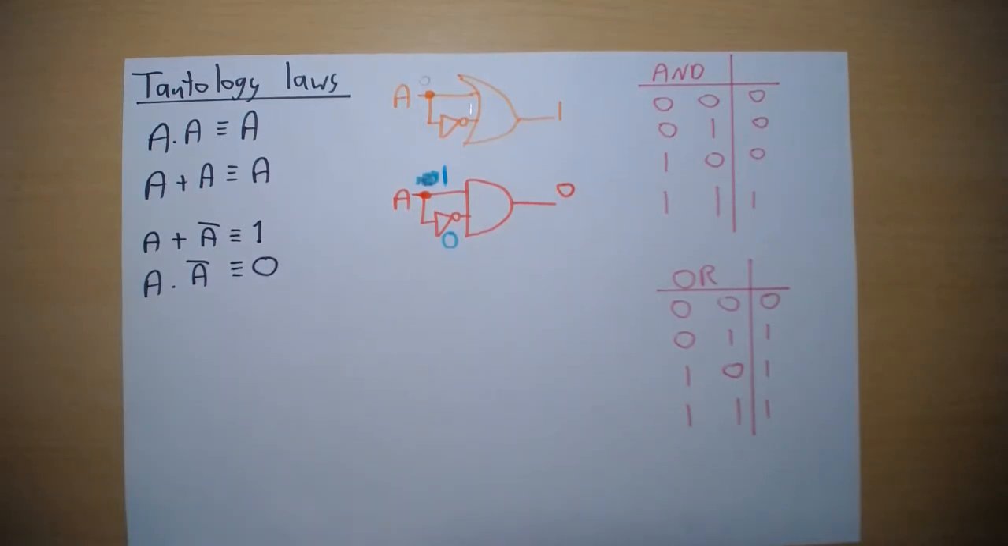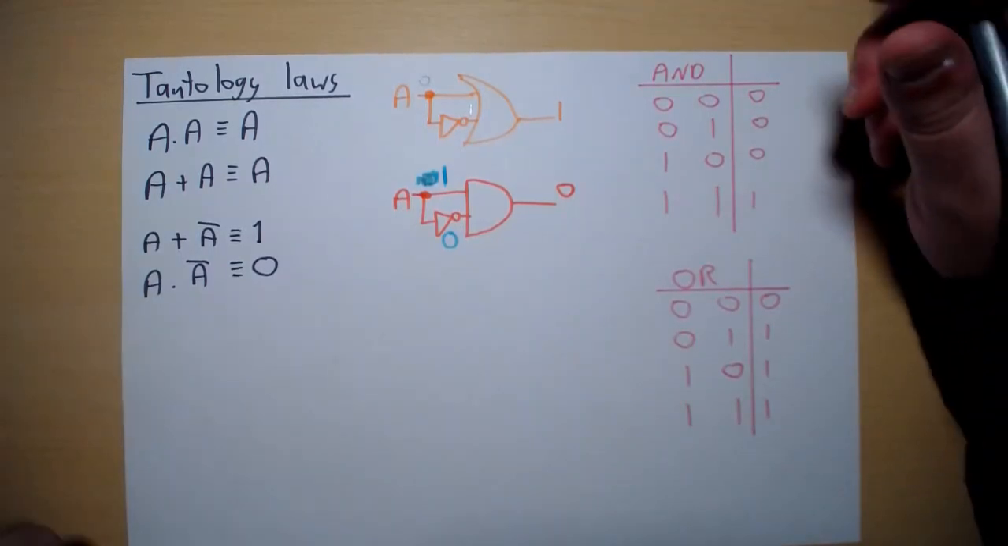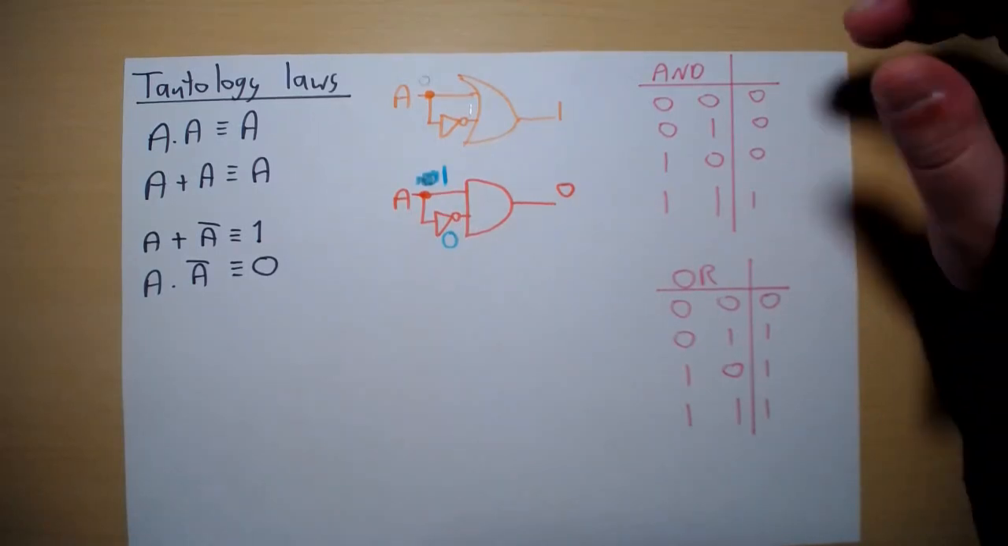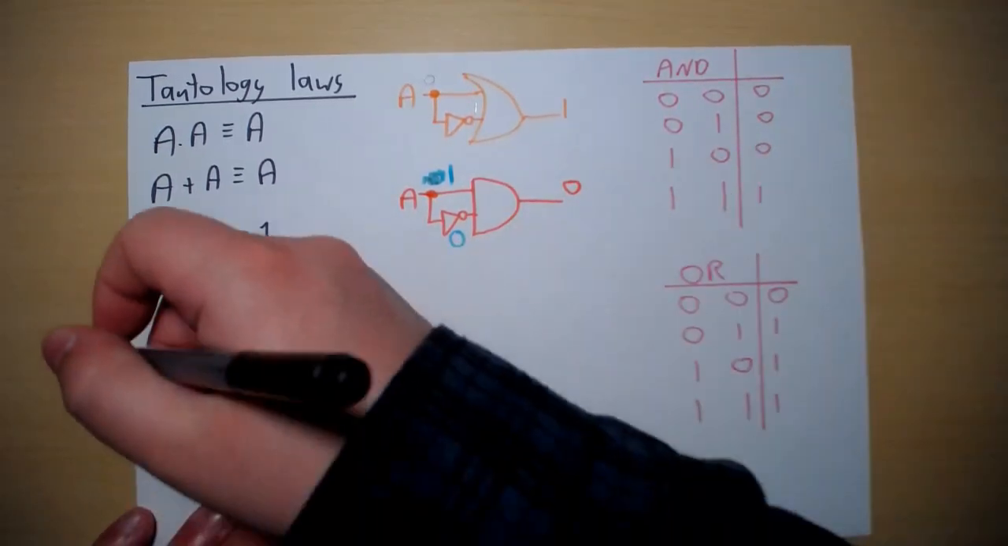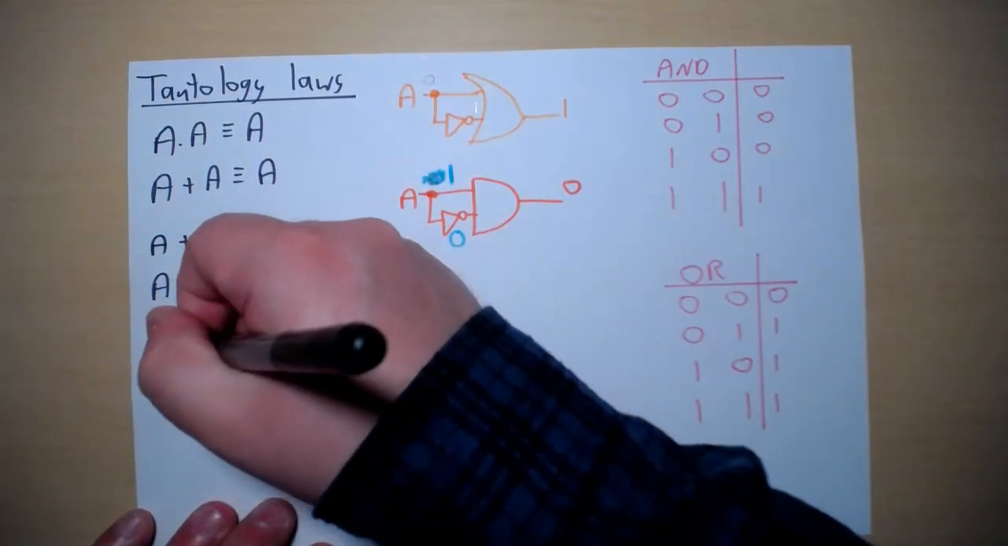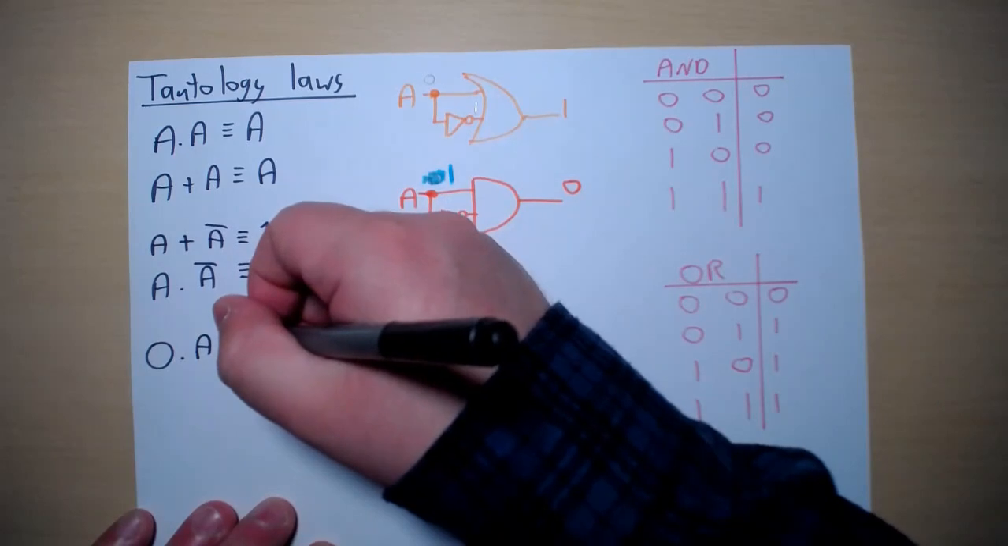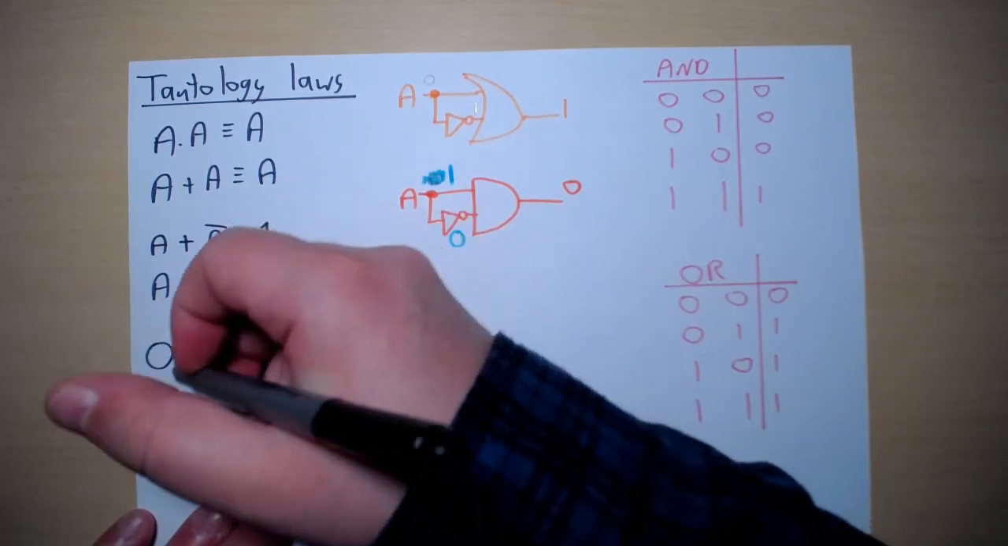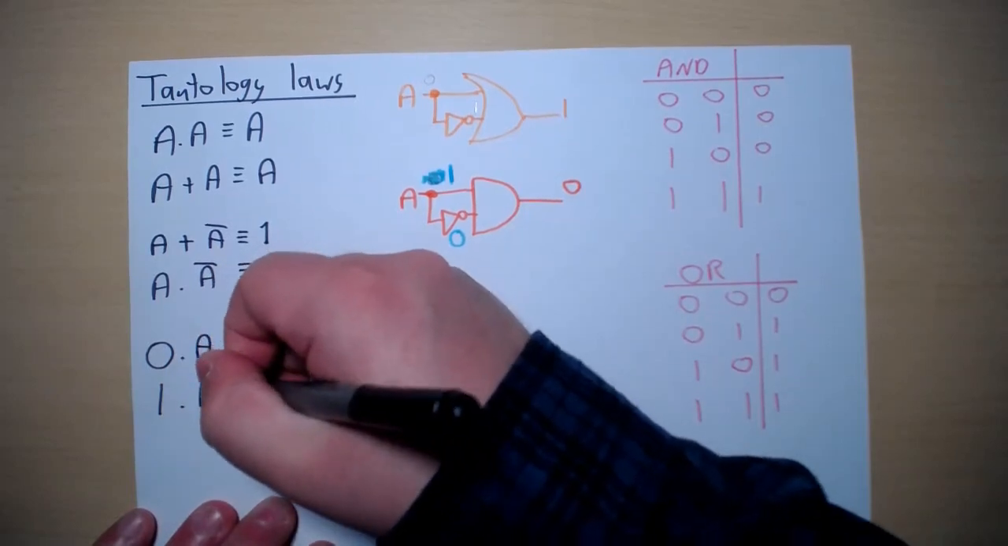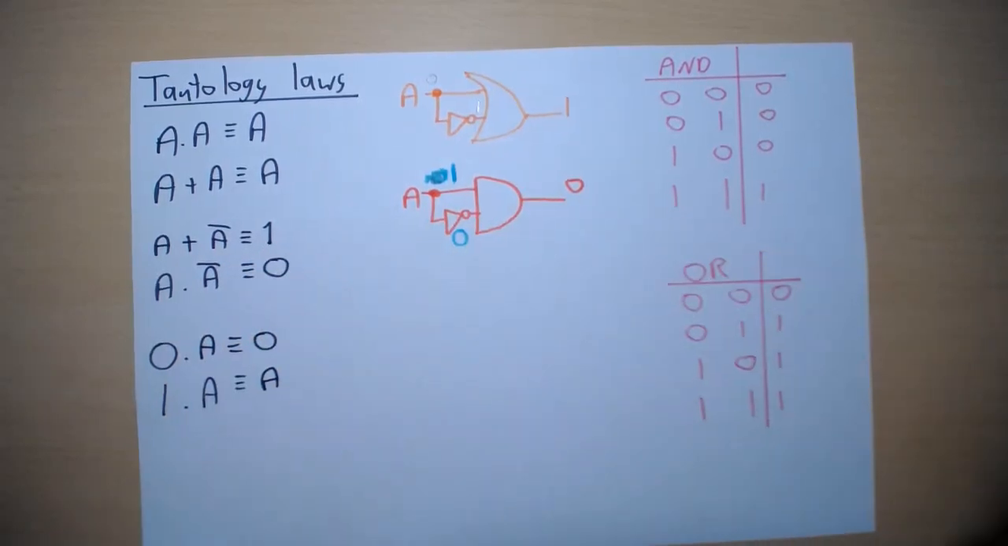The other two sets of tautology laws are very similar to the ones that I have already explained. But this time, instead of getting inputs from the same wire, from the same input, we are going to give them directly zeros and ones. So if we have a 0 and an A, that is always going to give us a 0. And when we have 1 and an A, this is always going to give us an A. Why? The same reasoning applies.